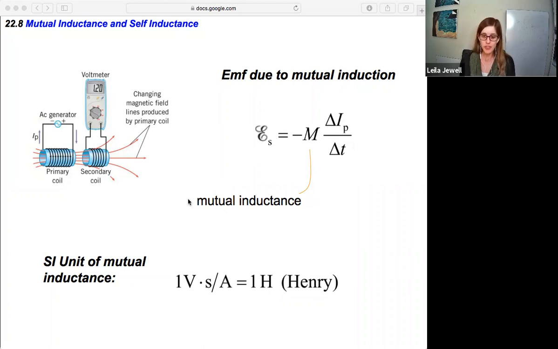This mutual inductance has units of volts times seconds per amp. Basically, it cancels out the amps in the current and the seconds in the denominator to get us to volts. And it's defined as something known as Henrys, or Henry. I'm not sure of the exact pronunciation. I just say Henry, which is a capital H, after the scientist Henry, who discovered this effect.